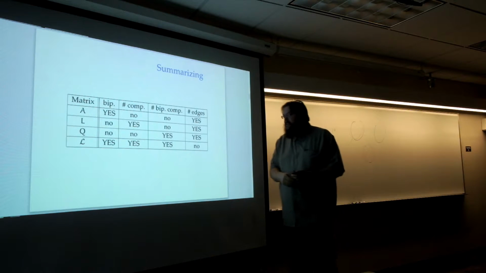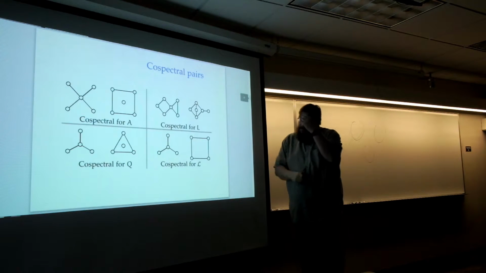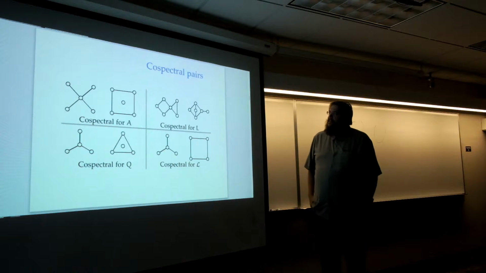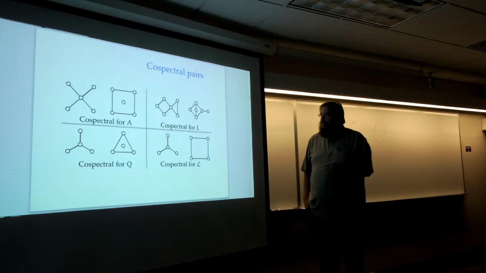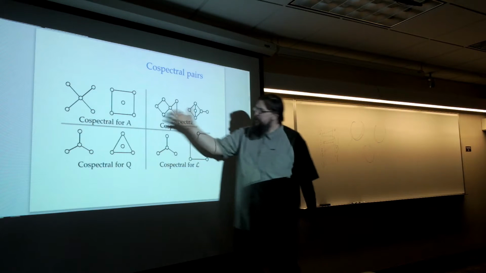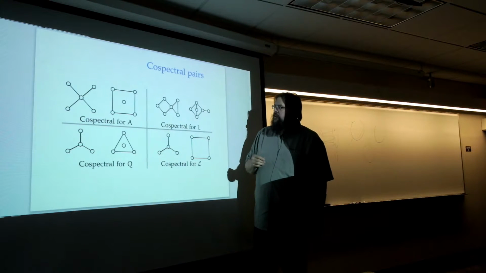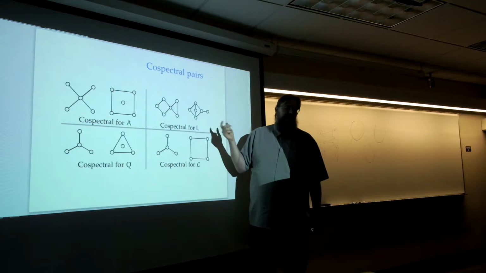Okay. Let me just point out what I mean by no's. These are graphs for the various matrices, and for each matrix I've drawn one pair of graphs. These pairs of graphs have the same eigenvalues for a particular matrix.